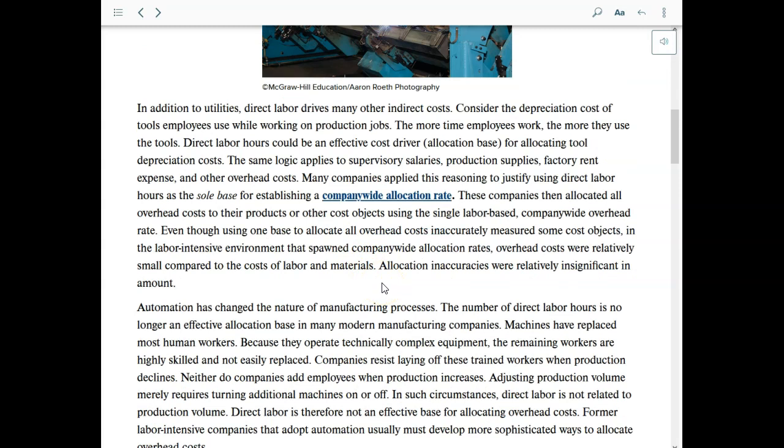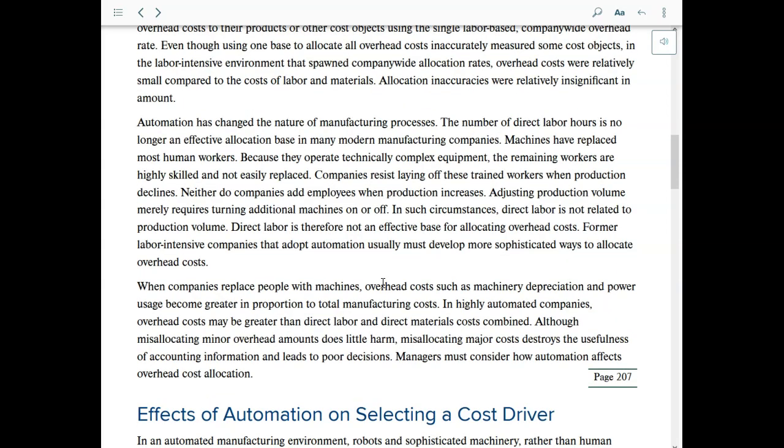And you can use one company allocation rate if you want to. Companies used to do that in the past. They were very labor intensive in the past, and maybe one allocation rate, usually based on direct labor hours, was good enough and fairly accurate and fairly fair to attach those overhead costs to the units being produced. But automation has come along, and so we're using more machinery and less labor.